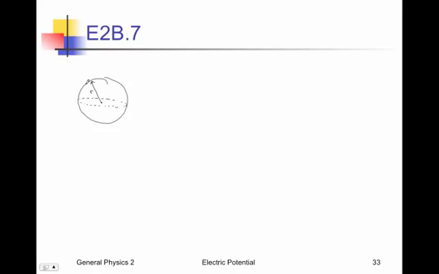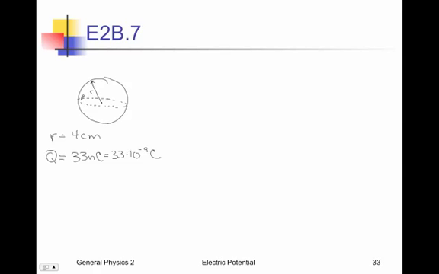E2B7 says, imagine that you have a sphere 4 centimeters in diameter with a uniformly distributed charge of 33 nanocoulombs. What is the potential in volts 5 centimeters from its center? What is E there? Okay, so here's our sphere. We know that the radius is equal to 4 centimeters. Our charge, Q, is evenly distributed, and that is going to be 33 nanocoulombs. And so that's equal to 33 times 10 to the minus 9 coulombs.